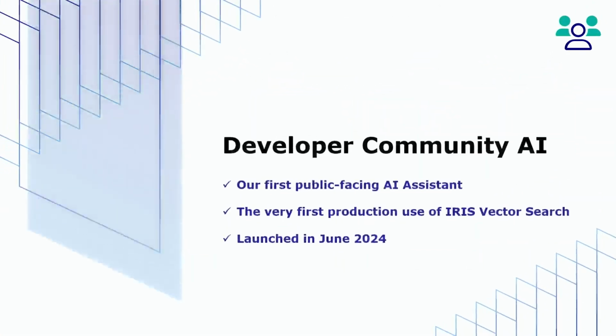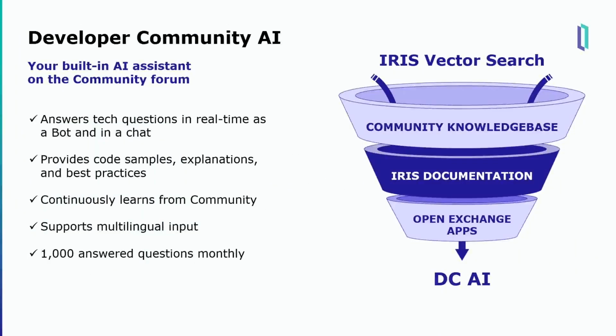Some fun facts. The developer community AI was InterSystems' first public-facing AI assistant. It also happened to be the very first production use of our IRIS Vector Search technology. From the time we launched IRIS Vector Search to the time this went live was 3 short months, incredibly rapid development, and it was launched in June 2024.